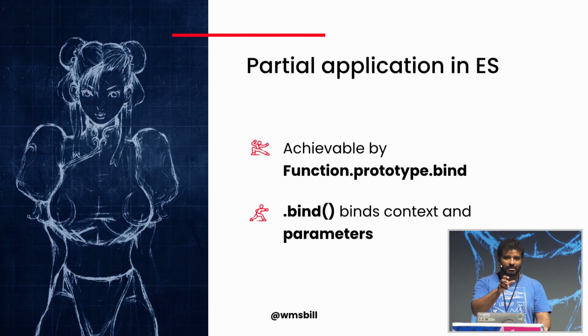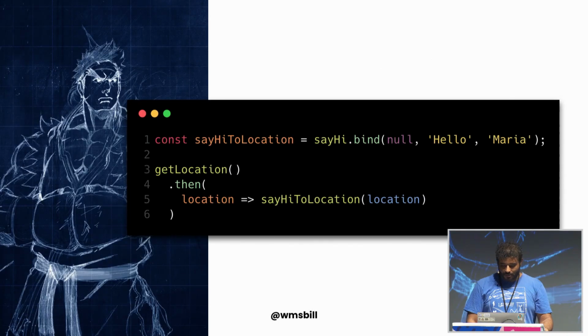So the first parameter the bind receives is the context, and the following parameters are the parameters for the function you want to call. But this binds these parameters and returns a new function with just the remaining missing parameters. So with this, I can rewrite that function using bind. On the first line, you can see that this is achievable.